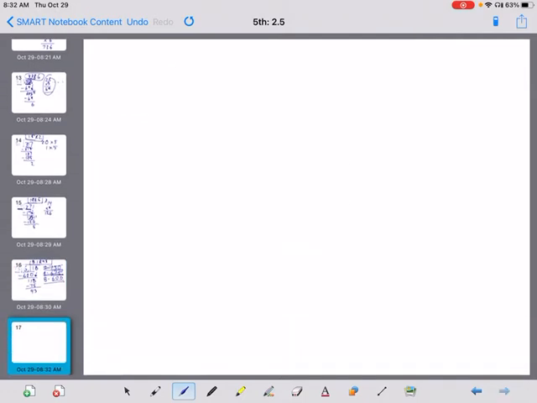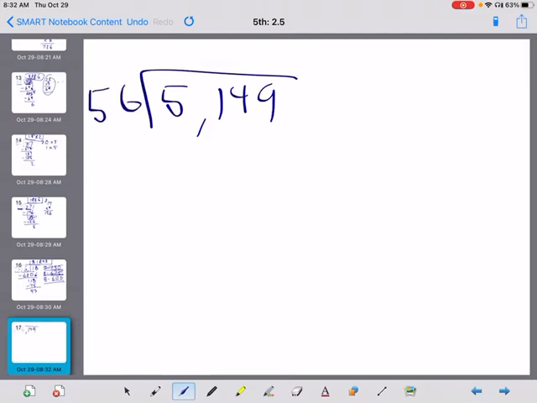And let's go look at guided practice. We'll do 19, 21, 23. So 19 is 5,149, again on page 87, divided by 56. All right, go ahead and pause this, do it at home.